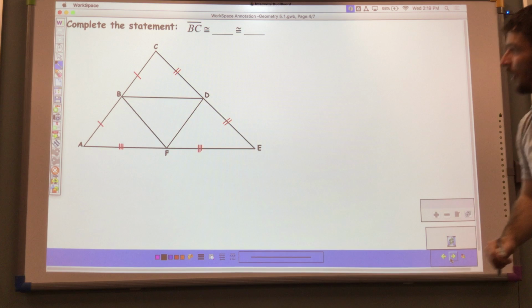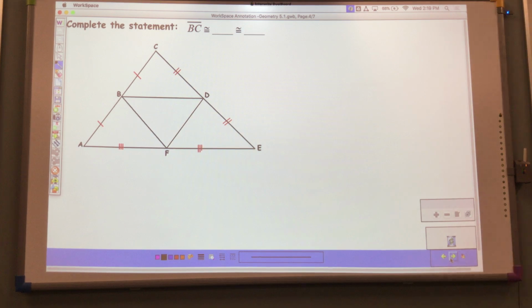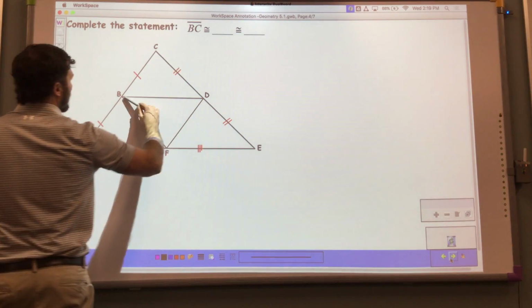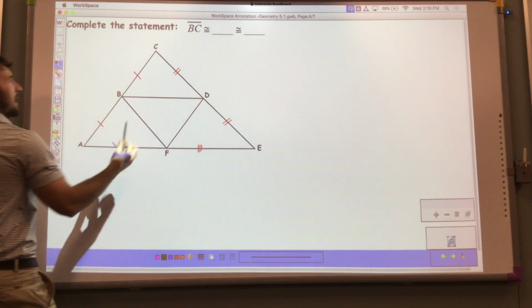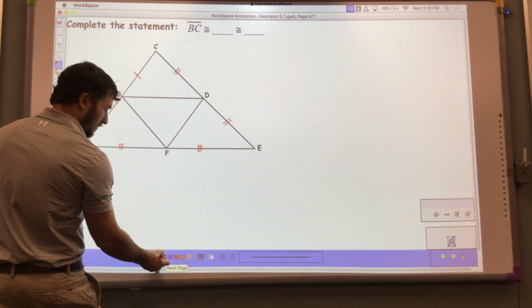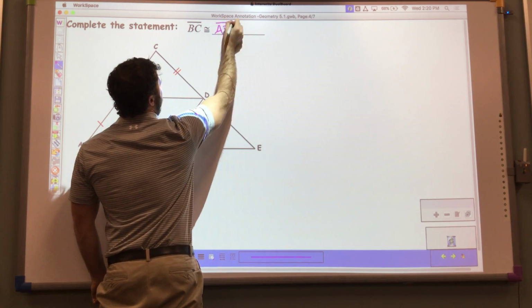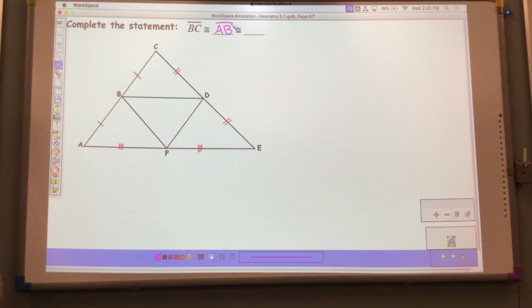Alright, so complete the statement. Segment BC is congruent to blank and blank. So BC is here. Well, obviously, segment AB is marked, so we can put that one down. And then somebody will have trouble seeing the second one.